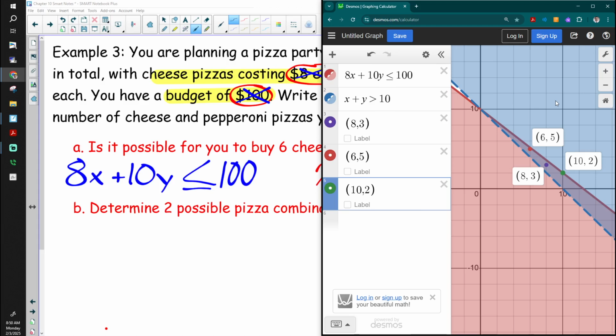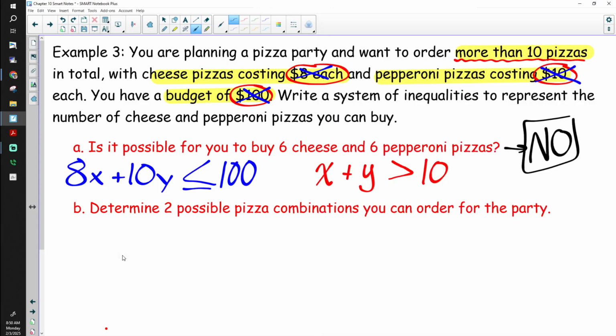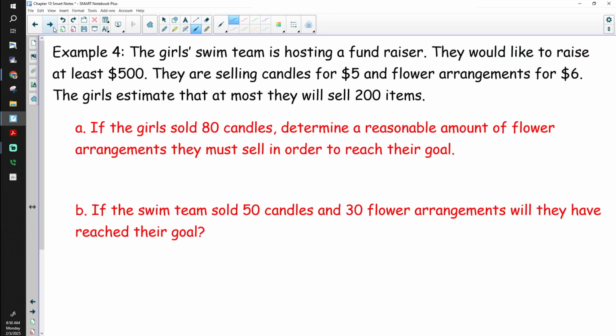Alright. We got time for one more. Yes. Okay. Example 4. Go ahead, read the problem and highlight what is important. I gotta go to Mr. Lee. Okay. Well, you can come anytime this week.